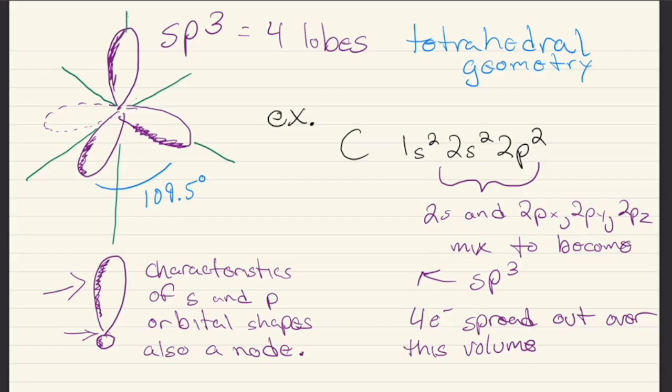So for example, we could take carbon, which has an electronic configuration that I've shown you here, 1s2, 2s2, 2p2. And we can take those orbitals of s and p in the second period, those 4 electrons that exist in those orbitals, and merge them together to create 4 hybridized orbitals, to create sp3, and we see that we essentially have 4 electrons spread out over this entire image here.